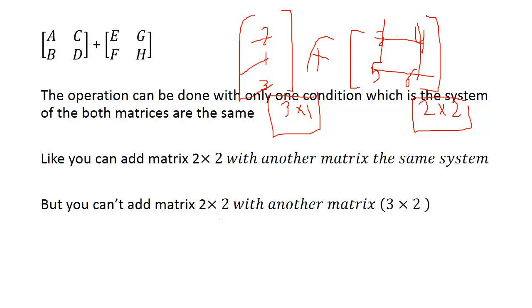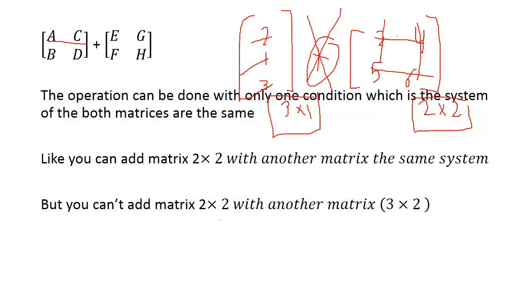So we cannot do the operation. We cannot make addition or subtraction whatever you have. So to make sure the addition or subtraction happens, they must have the same system. Both matrices must have the same system.